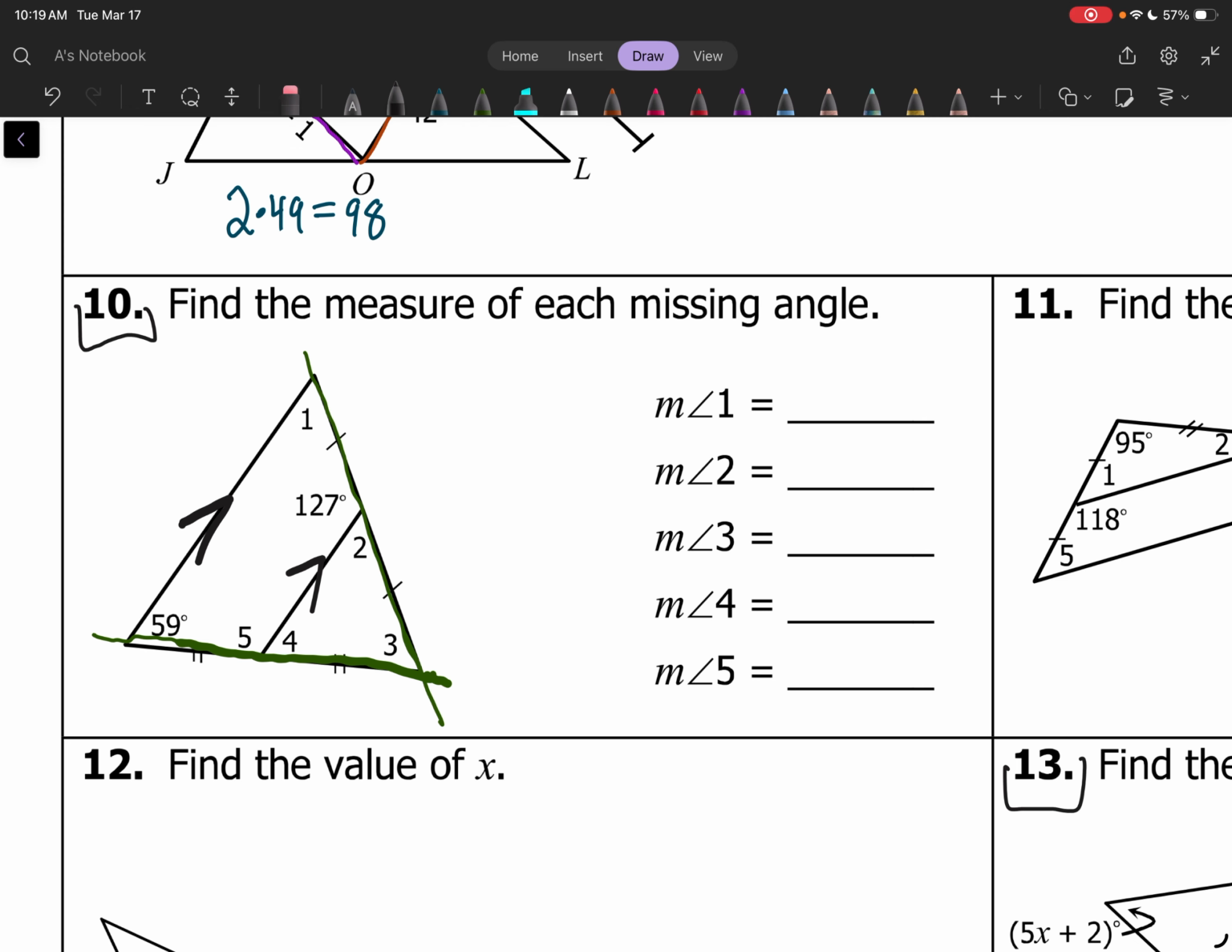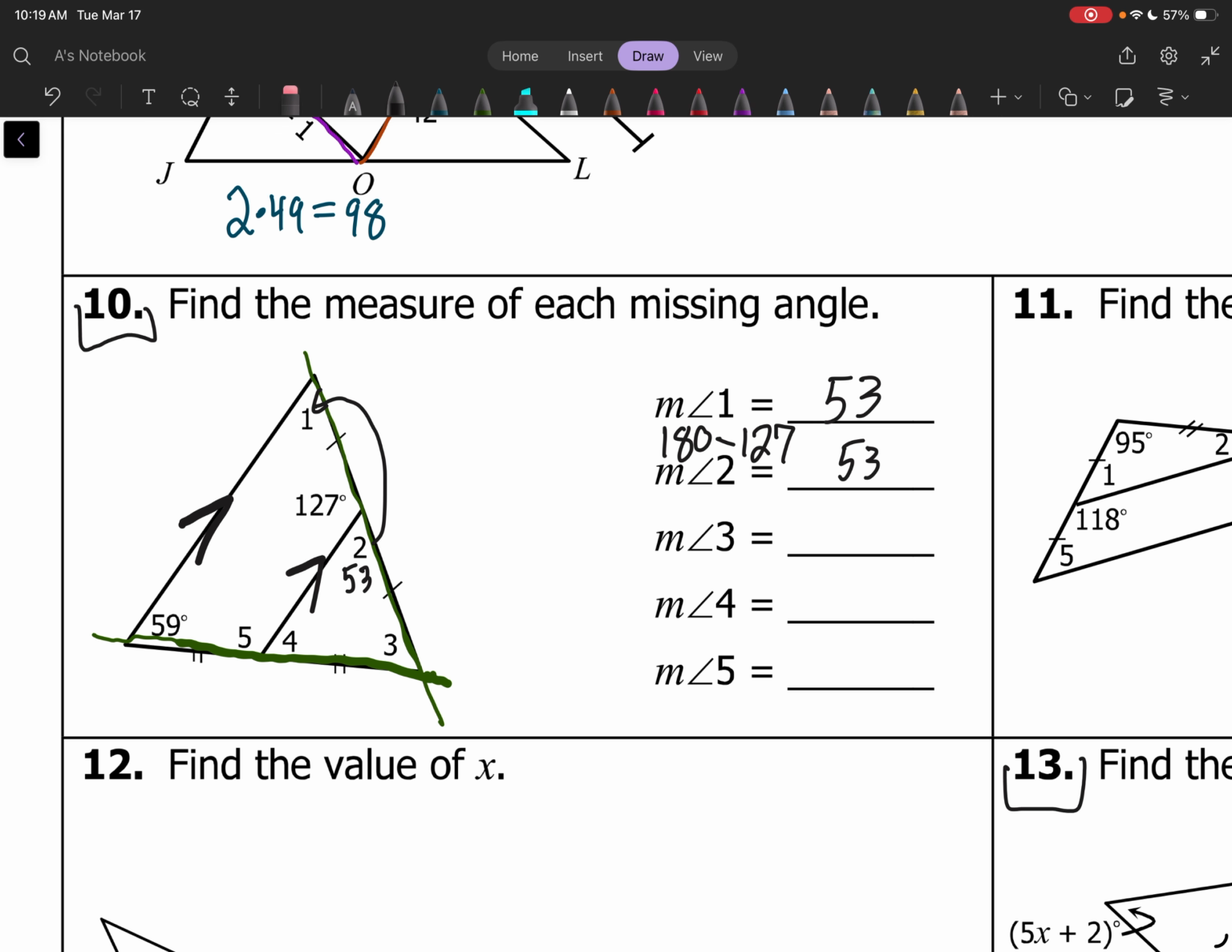So I'm going to start with angle 2. Angle 2 is a linear pair with 127. So angle 2 is going to be 180 minus 127. Now 180 minus 127 is 53. Because this is 53, I know that 1 has to be 53, because it is corresponding angles.